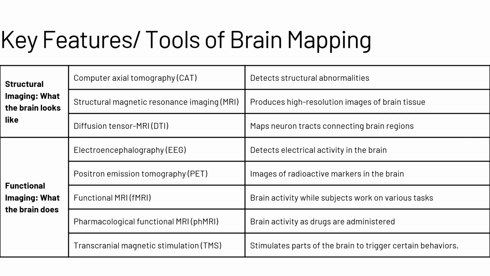There is also pharmacological MRI, or phMRI, or pharmacological functional MRI, which observes brain response to medication, and TMS, or transcranial magnetic stimulation, which stimulates specific brain areas non-invasively to study behavior. Together, these tools create a multi-layered map of how the brain looks and how it functions moment by moment.